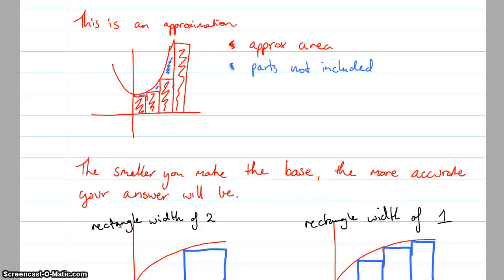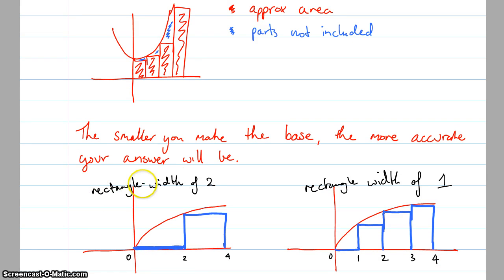Let me show you an example of 2 that I've got here. If I make a rectangle with width of 2, the first rectangle is actually non-existent because I have to start where the graph is on the left-hand side, and then the second rectangle will be here. But there's a lot in here that I'm missing. If I have a rectangle with width 1, same function, I can break that up into 4 smaller rectangles, and there's far less that I'm missing out. And if I made the rectangles a half, you'd get even closer. The smaller you make the rectangle, the more accurate it's going to be.